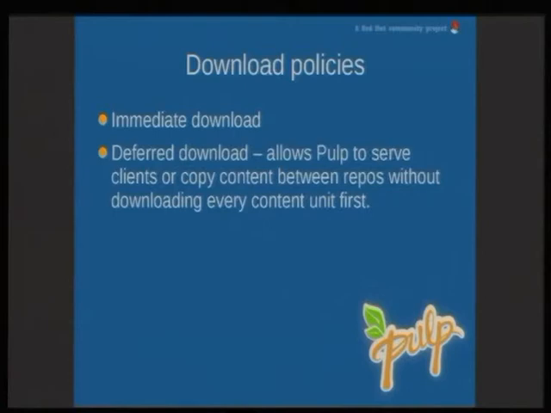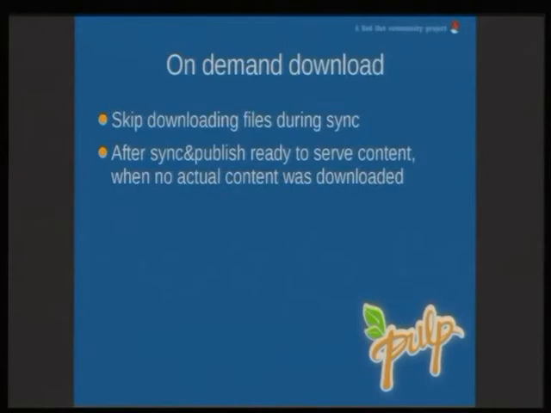And there is the deferred download, which basically enables Pulp to serve the clients or copy content repos without actually downloading every content unit first. And we have two types of deferred download. There is the on-demand download and the background one. So what is done at this point, only the metadata is downloaded and saved to the database. And during sync, the download of the file is skipped. So after synchronization and publish, the content is ready to serve when no actual content was downloaded. So there is some magic, let's say.